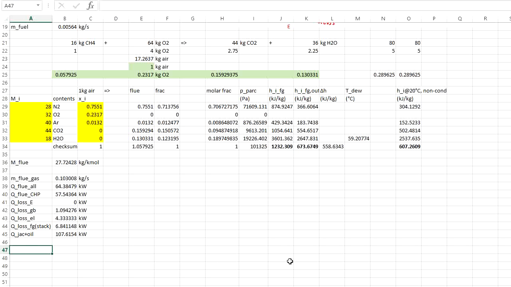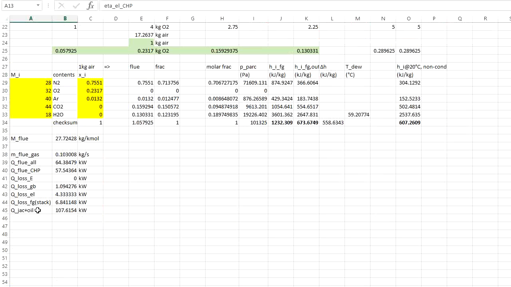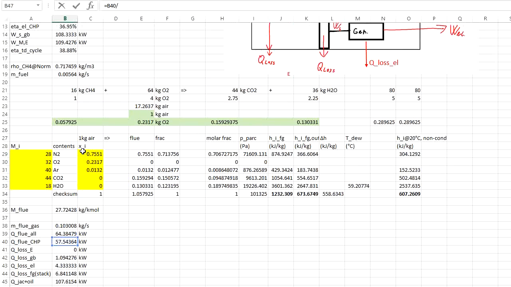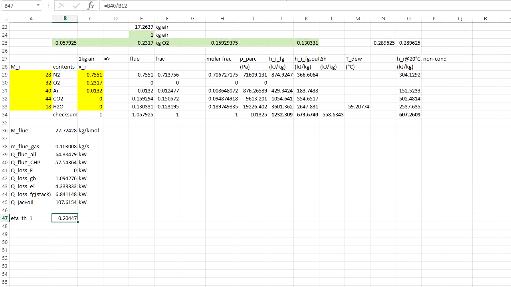And now we can finally get the efficiency of the system. We already have the electrical efficiency, which is 37%. Nothing will change on that, regardless of how we use the heat. But the thermal efficiency, first for case 1, when the jacket cooling would not be used, would be the heat of the flue gas that is used divided by the heat input into the system, so Q fuel, and it would be 20%.